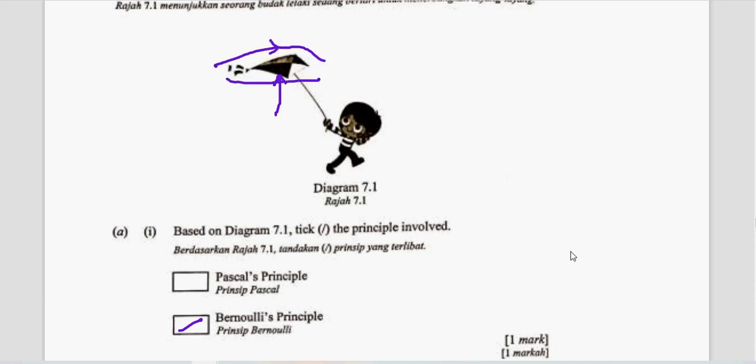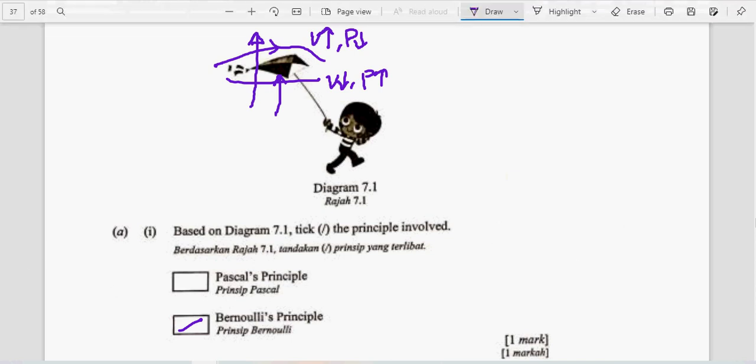So up here the speed of the air will be higher, hence pressure will be smaller. Down here will be smaller velocity, pressure is higher. So the difference in pressure here creates a net force that will push the kite to the higher level.